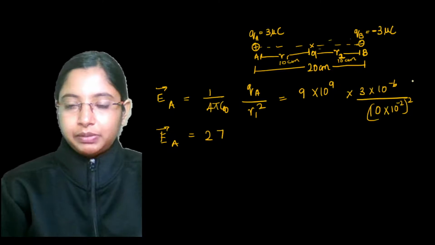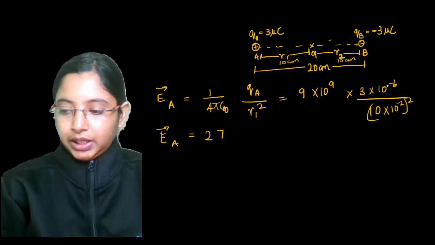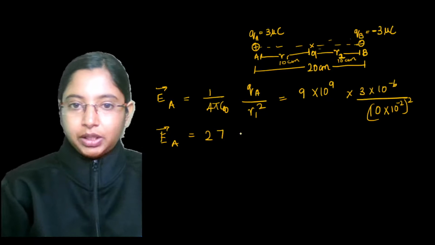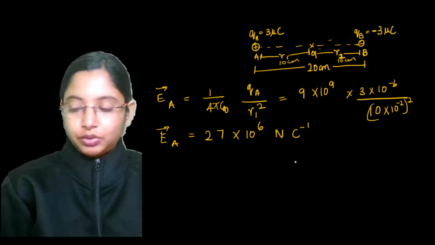When it comes up, it will be minus 2. And this is into 10 to the power of 9. And this entire thing will be around 10 to the power of 6. The unit for this will be Newton per Coulomb. That is the unit over here, right?